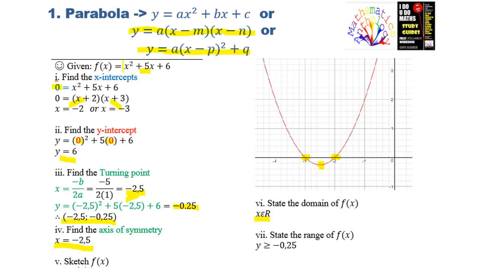The next one, state the range of f of x. Now for the range, you need to look at the y value of the turning point. The y value of the turning point here is negative 0,25. And you need to determine whether the graph is covering all the y values above that number or below that number. I can see that negative 0,25 is here on the y-axis, and my graph is covering all the values for y that are above. So y is greater than or equal to negative 0,25 is my answer for the range.